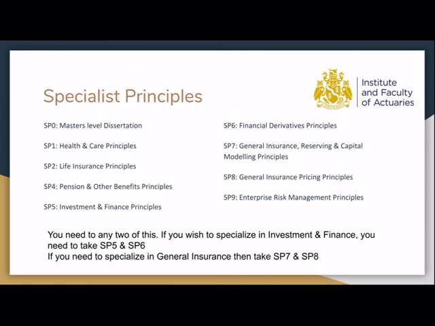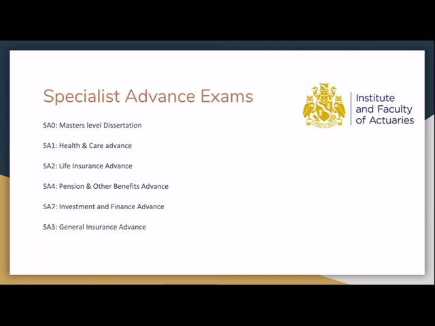And if you wish to specialize in investment and finance, you will need to take CP5 and CP6, that is investment and finance principles and financial derivatives. And if you wish to specialize in general insurance, you will need to take general insurance reserving and capital modeling, as well as SP8, that is general insurance pricing principles. So here are the specialist exams.